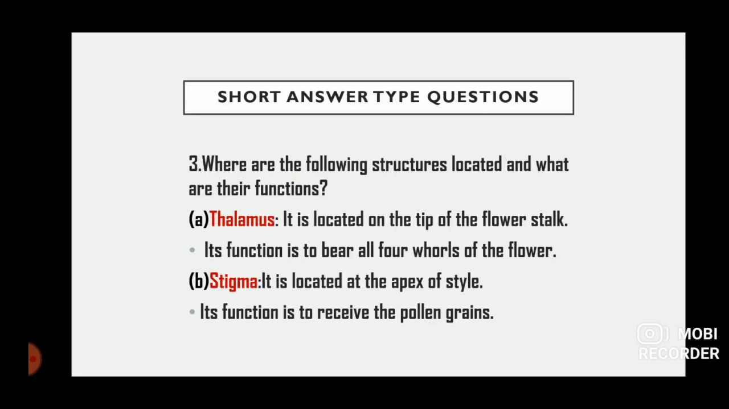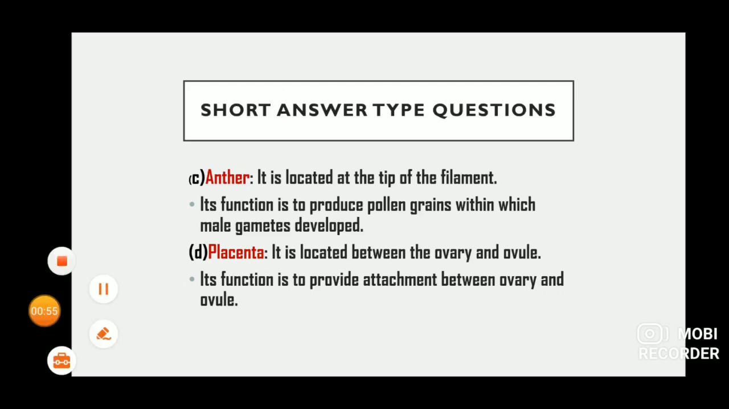A. Thalamus. It is located on the tip of the flower stalk and its function is to bear all four whorls of the flower. B. Stigma. It is located at the apex of style and its function is to receive the pollen grains. Next is anther. It is located at the tip of the filament. Its function is to produce pollen grains within which male gametes develop.